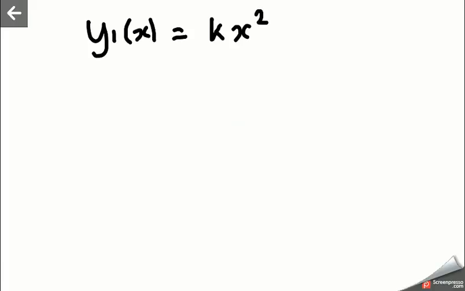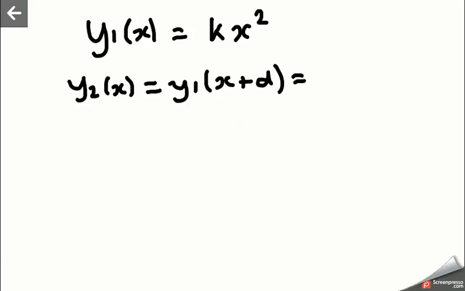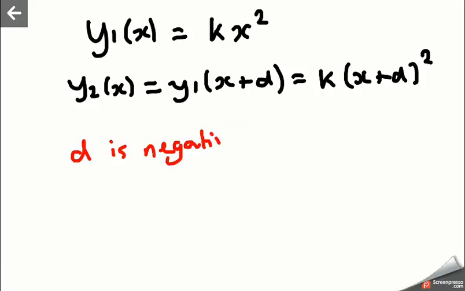Last section we learned that if we've got the function y1 of x equals k times x squared, and then if we add some number d onto x before putting it into the function, that will give us a new function, y2 of x equals y1 of x plus d, which is equal to k times x plus d squared. Then suppose d is negative. If d is negative, then that means we're actually subtracting something off x when we add d on.